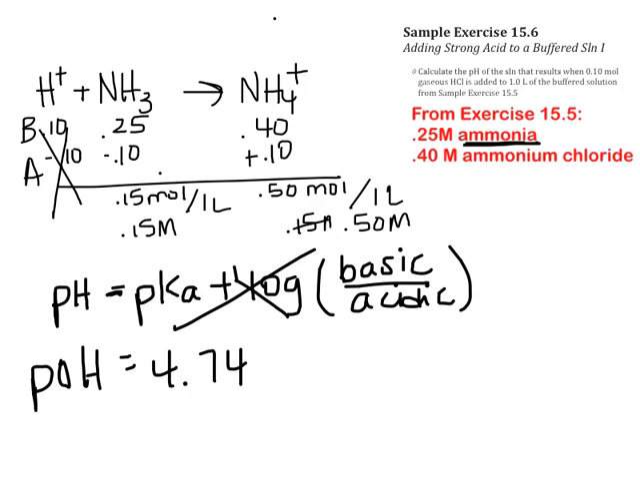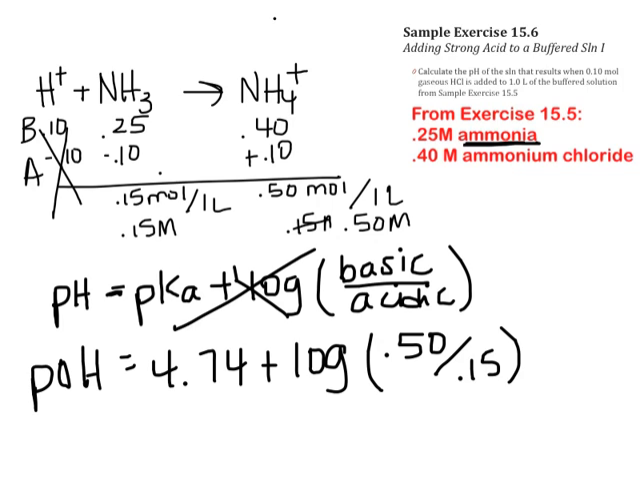And don't think that the pKa is always going to be 4.74. For ammonia and acetic acid, those are two unique ones because they're the same. The Ka for acetic acid is the same as the Kb for ammonia. Plus log of, since I'm using pOH, I want the acidic species on top, which is the ammonium ion, 0.50. And then the basic species is on the bottom, 0.15. If you do that in your calculator, the pOH will be equal to 5.26. You subtract from 14, and you get the pH is equal to 8.73.